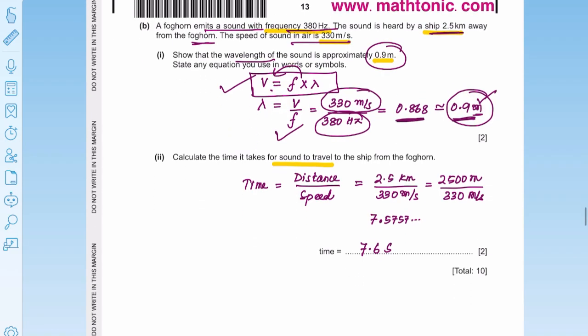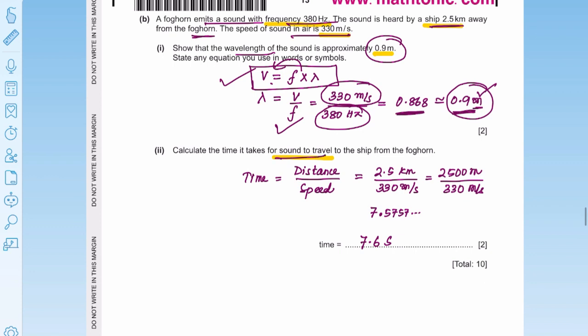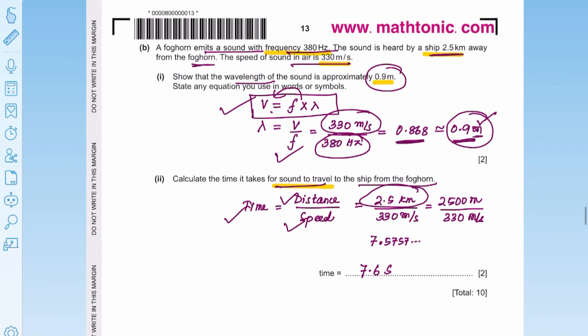Calculate the time taken for the sound to travel from the foghorn to the ship. Time equals distance over speed. Distance is given as 2.5 kilometer, and speed of sound is given in meter per second. So here it is kilometer and this is meter, and you have to convert kilometer to meter. So 2.5 times 1000, that equals 2500 meter, over 330 meter per second, that equals 7.5757. To two significant figures, we get the time in seconds, 7.6 seconds.